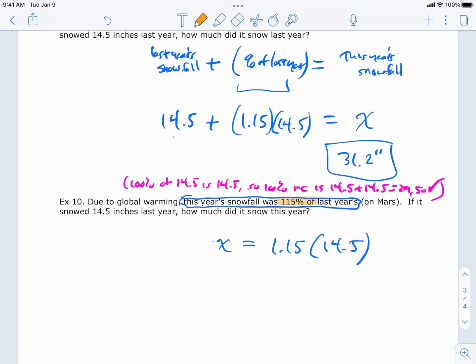Actually, that's not going to take long. You take 1.15 and you multiply it by the 14.5, and bada boom, you got 16.7, something like that. When you say it's 115%, remember, 100% would mean it snowed the same. So if you got 115%, that means it's like 15% more. It's just a bit more than 14.5. It's 16.7. So there, it's working.